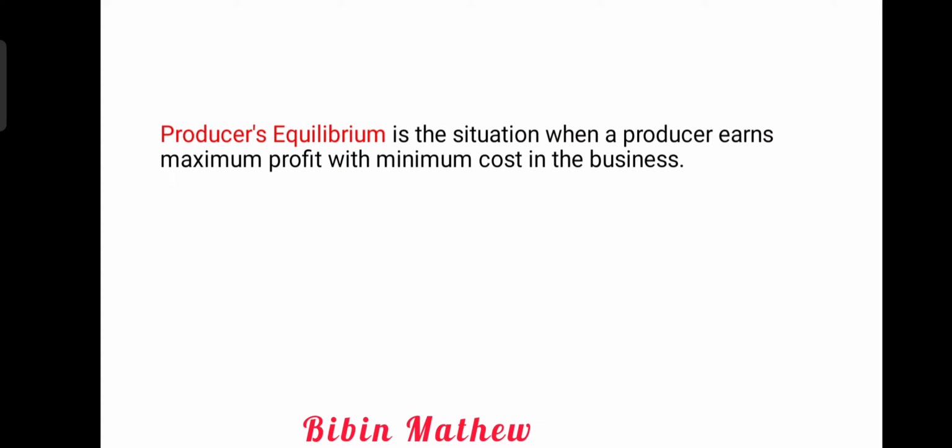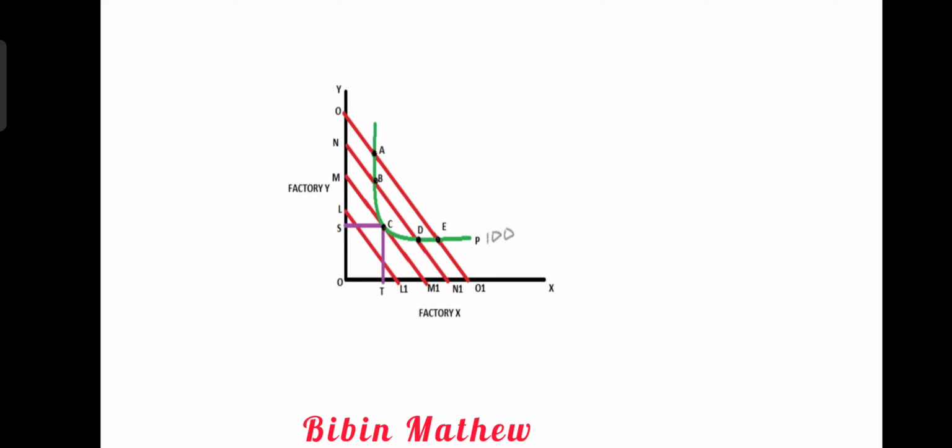So, first of all, let us define producer's equilibrium. Producer's equilibrium is a situation when a producer earns maximum profit with a minimum cost in the business. That means producer's equilibrium refers to the state where the combination of price and output gives the maximum profit to the producer. So now we'll discuss it in detail with the graph.